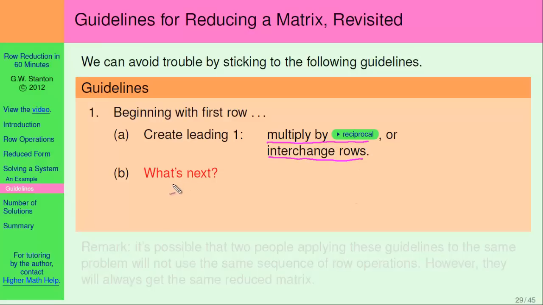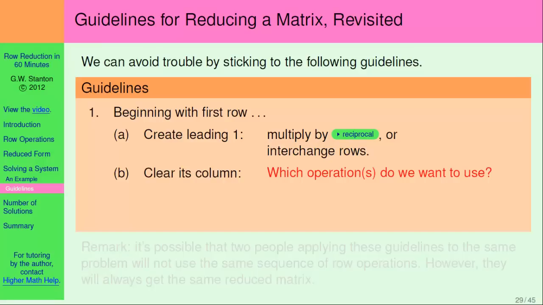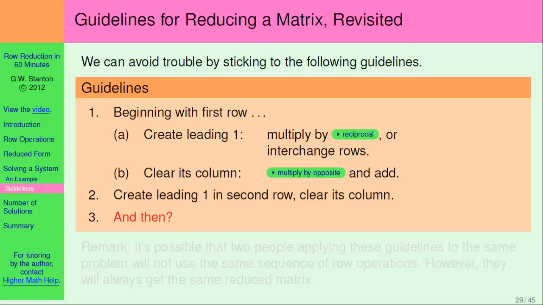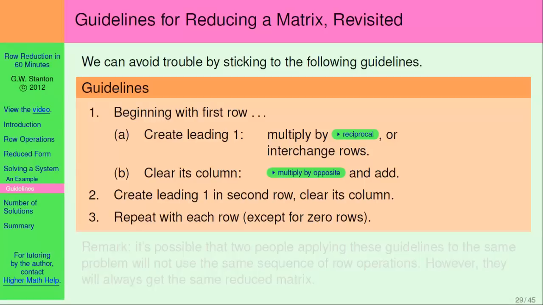Okay, once we create our leading one, what happens after that? We want to clear its column. And which operation or operations should we use to do that? Always the same. You want to multiply by the opposite of the entry you're trying to clear, and then add. Okay, once we've completed these 2 steps, get a leading one and clear its column, what do we do next? We just move on to the second row. We get a leading one there and clear its column. Then what? We just repeat with each row until we can't do it anymore.